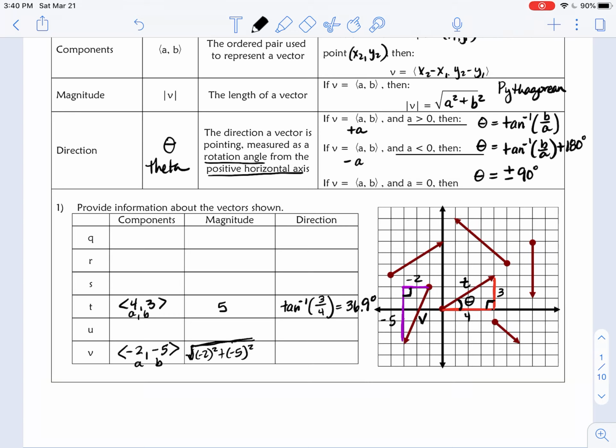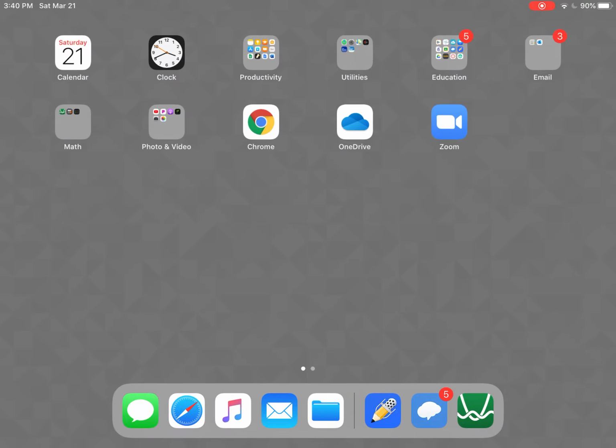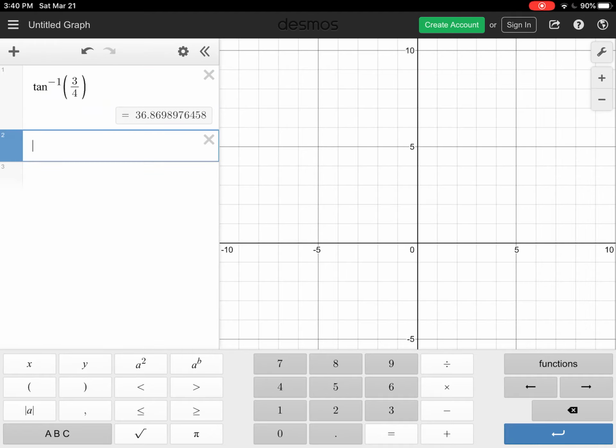I'm going to go back to my Desmos, and we're going to see what that is equal to. Okay, so let's see. I want the square root of -2 squared plus -5 squared. And so I can see that my length of that vector, the magnitude, is about 5.4 units.